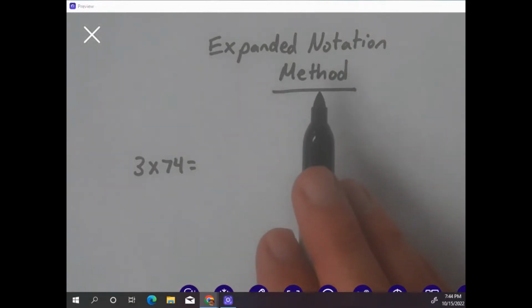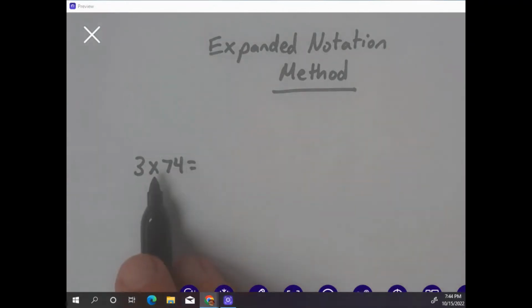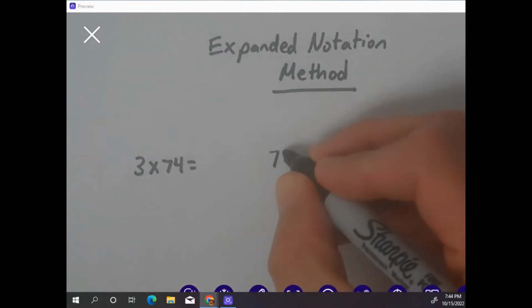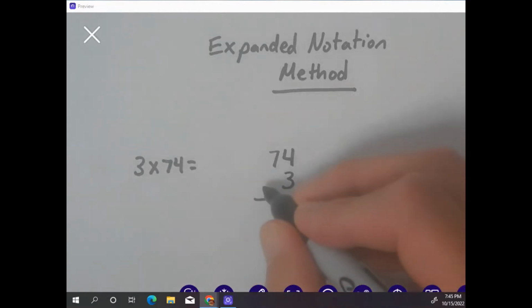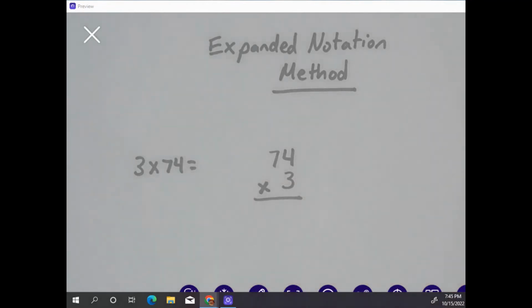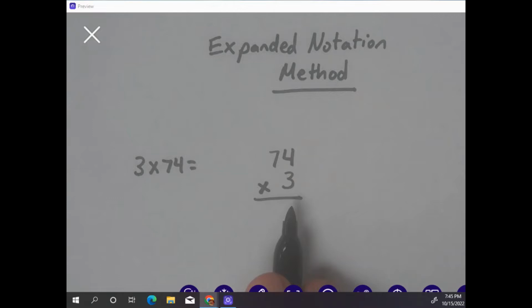Now let's look at the same problem, 3 times 74, but we're going to do the expanded notation model. We're not going to draw the box like we did before, but we are going to do a little bit of drawing of a couple lines here. And let me show you that first. The way it's written like this isn't the way I often see multiplication. Usually we see them written this way with the larger number on top and the smaller one on the bottom if they don't have the same place value. So I've rewritten it, and I see 74 times 3. It's the exact same problem, just written a little differently. And this is the way I often see a multiplication problem.